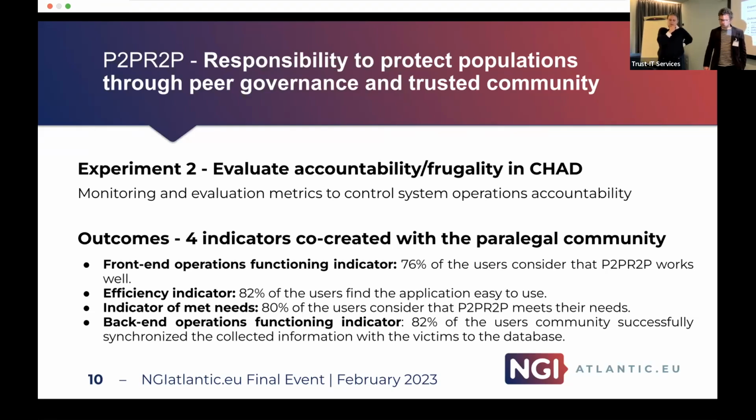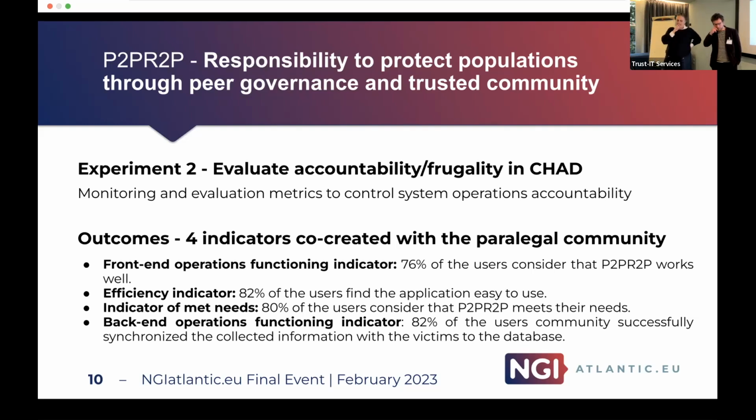From the questionnaires that we sent out, 76% of the users consider that P2P works well. You need to keep in mind that the survey group are people who are mainly women and who are not always literate. So a part of those 24% who did not think that P2P R2P was good for them was because it was in French, and they mainly write and read in their own regional languages. That's something we need to think about in further deployments.